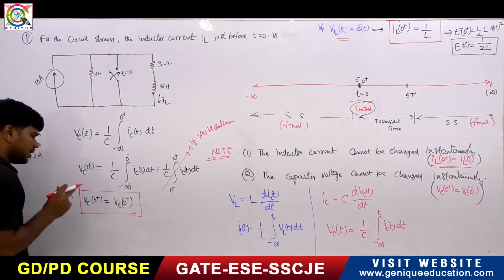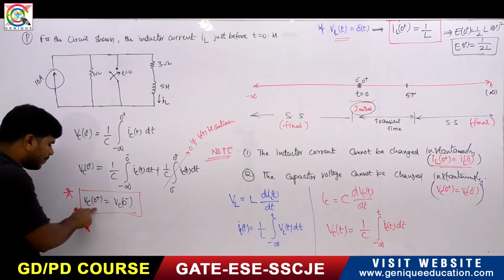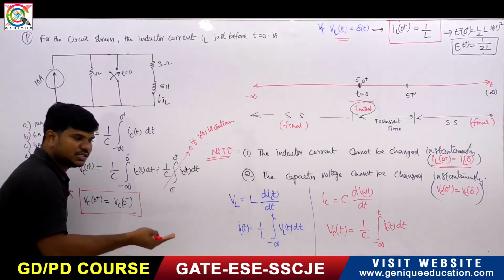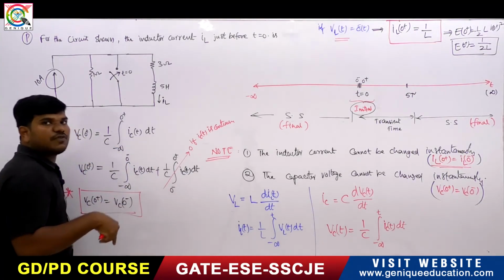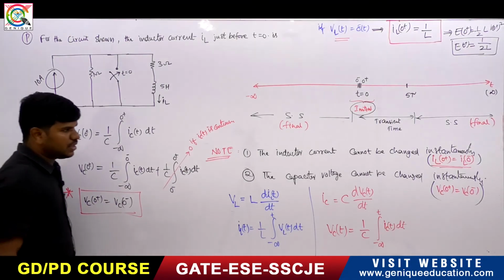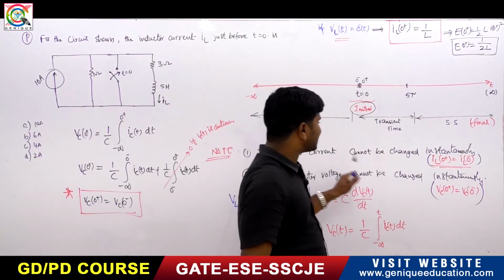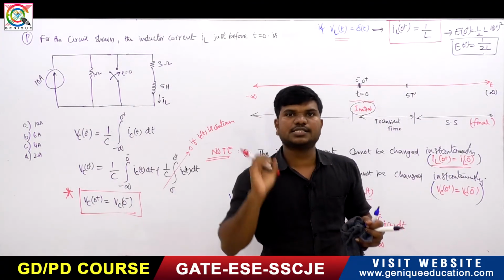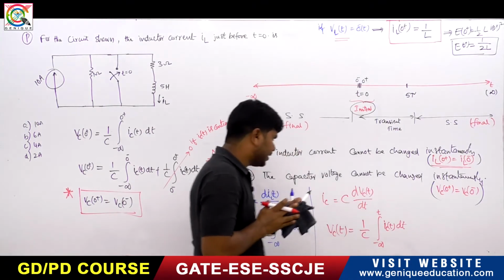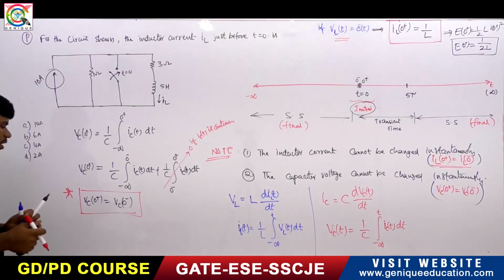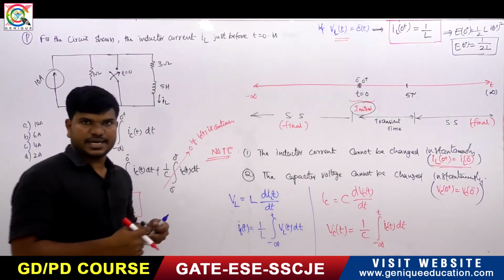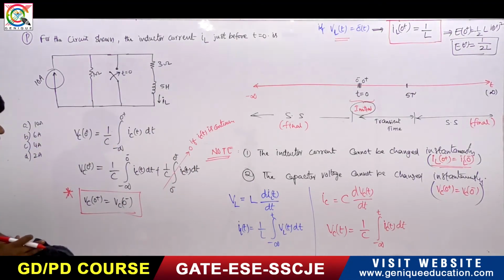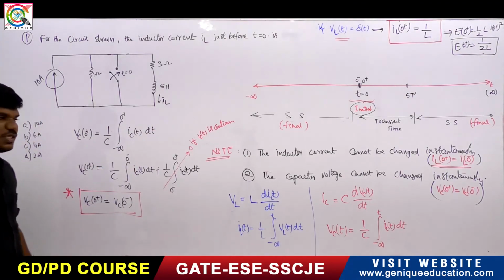What is the meaning of this? The voltage across the capacitor just before the switching and just after the switching will be the same. The meaning of this is the capacitor voltage cannot be changed instantaneously. At that instant of the switching, it cannot be changed. It will remain the same. You should remember that. It will not change its state.